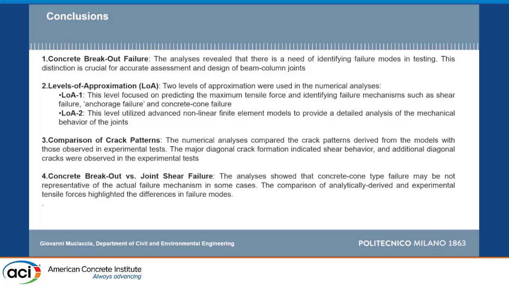From the numerical analysis, the crack pattern derived from the model is compared with the test, and the major diagonal crack formation indicates shear behavior. Of course, you have secondary cracks that open in the test. Going to the main point, the analysis showed that if we just label it a concrete cone type failure, it may not be representative of the actual failure mechanism in some cases. The comparison which was carried out highlights the difference in the failure modes. But why am I saying that?